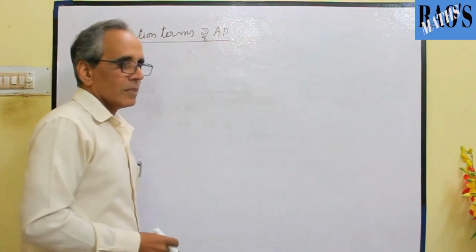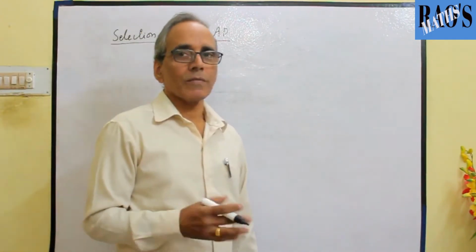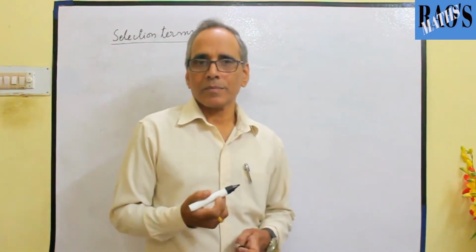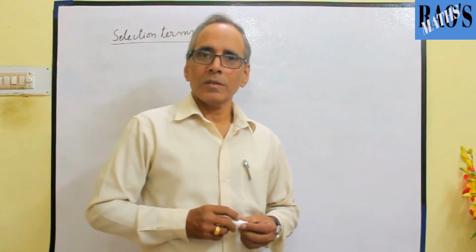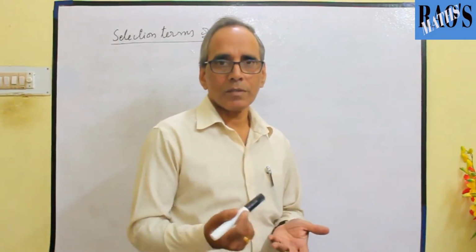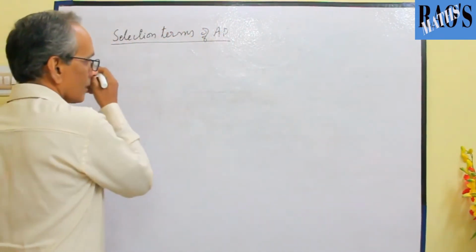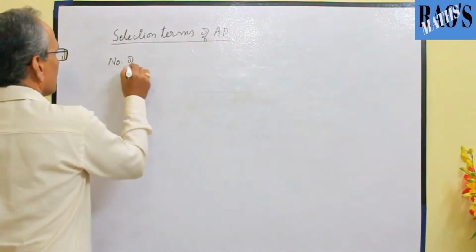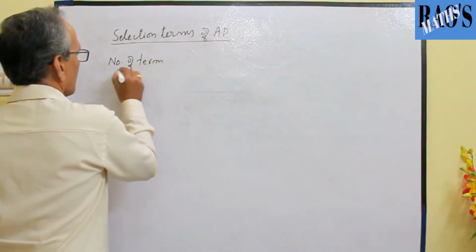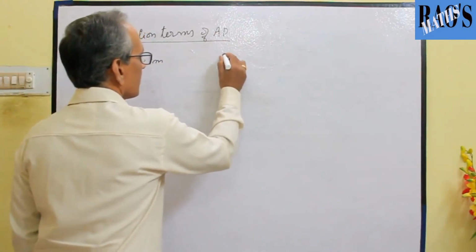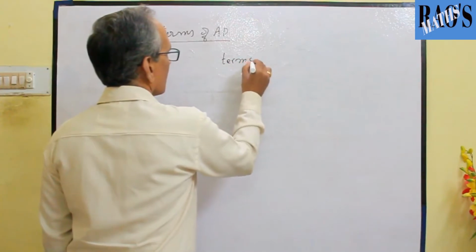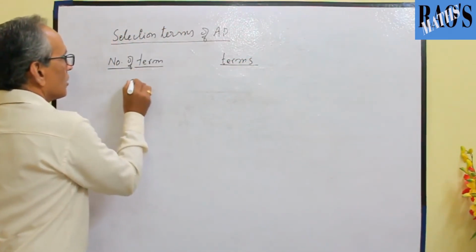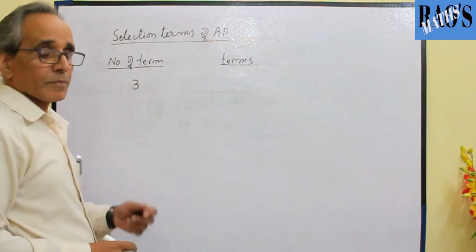Suppose in a question you are given that the sum of 3 terms of an AP is 10. Which 3 terms? We cannot say. They may be middle terms or the first 3 terms or anything. But here there is a simple way. We write the number of terms required and how to define the terms, which we discuss now.